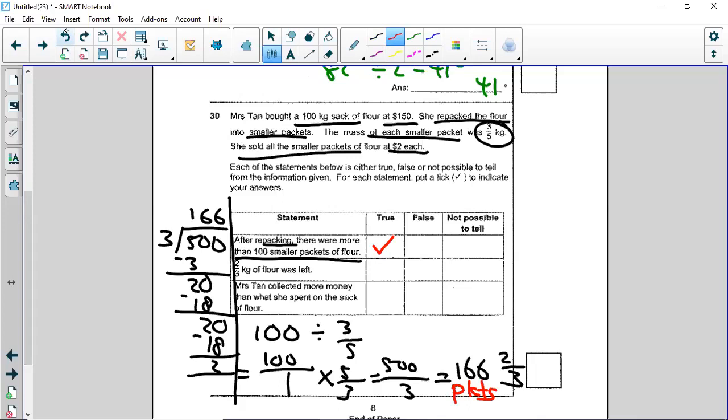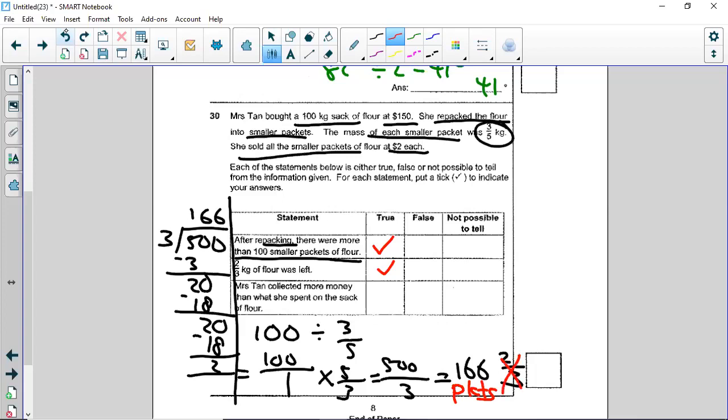And those of you who, second statement, those of you who put down true also, especially in my group, if you put down the answer, you still haven't learned your lesson yet. Okay, what is the remainder? What is the leftover? The leftover is not 2/3. The leftover is something else.